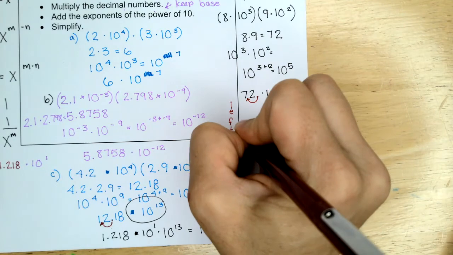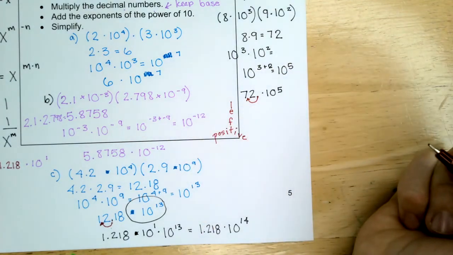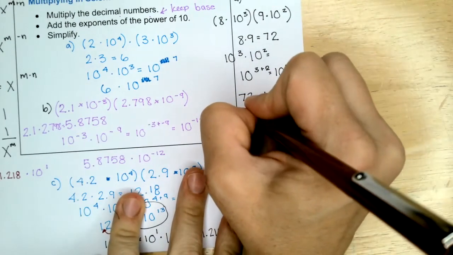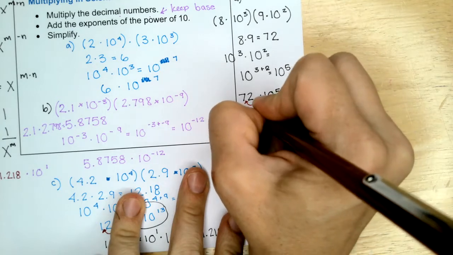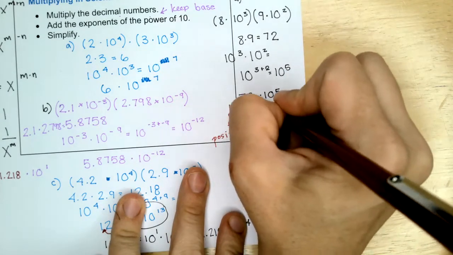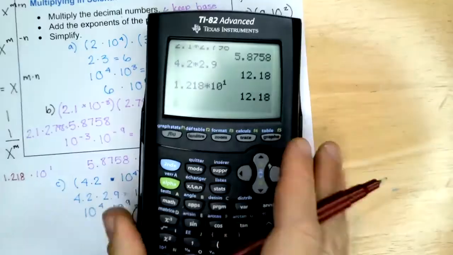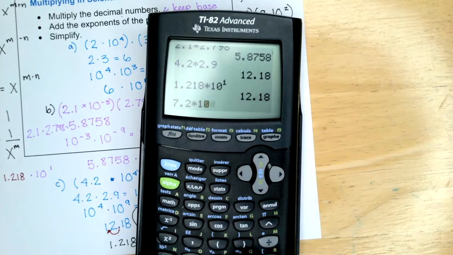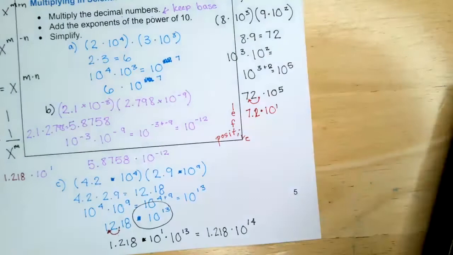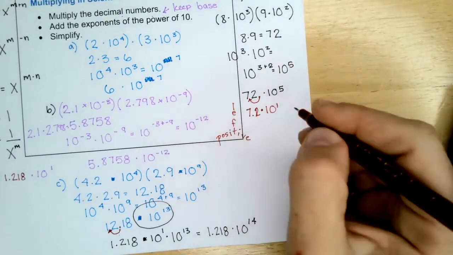Positive. So that's going to be a positive 1. So 72 becomes 7.2 times 10 to the 1st. 7.2 times 10 is 72. So I moved it left. It's going to be a positive exponent.